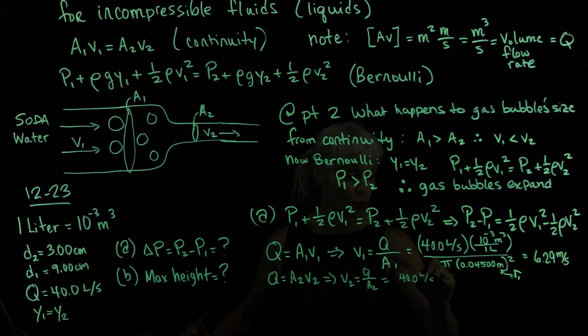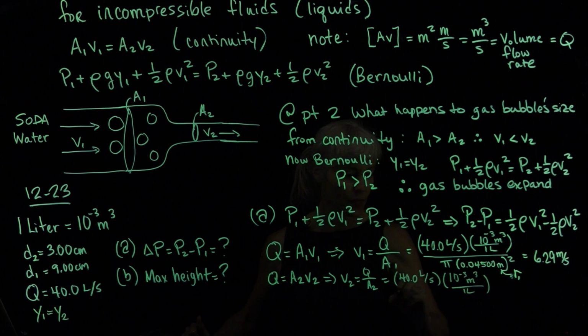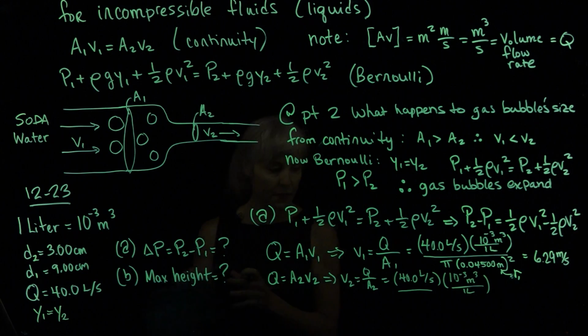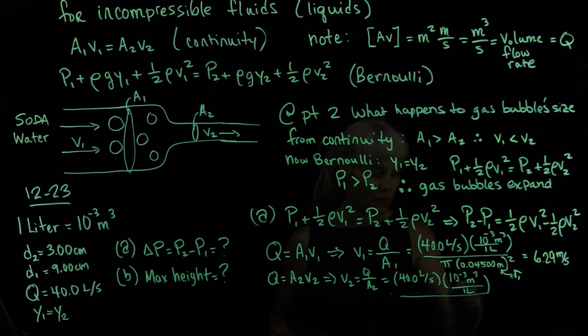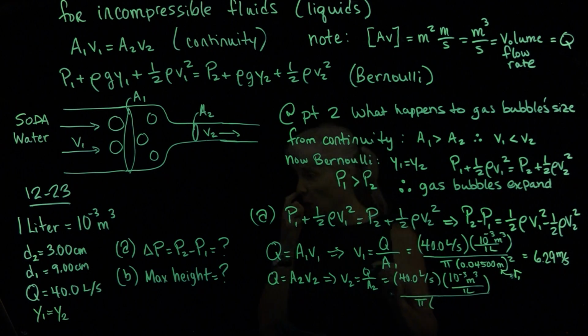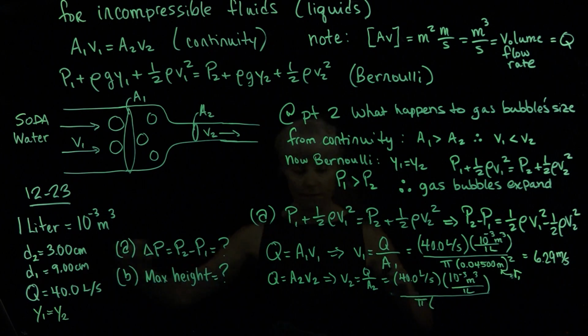So this is going to be our 40.0 liters per second. And then again, we need our conversion ratio. 10 to the minus 3 meters cubed is the same as 1 liter. And then we're going to divide this by the area of the pipe. And the area of the pipe is pi times R2 squared. And R2 is going to be 1.5 centimeters.